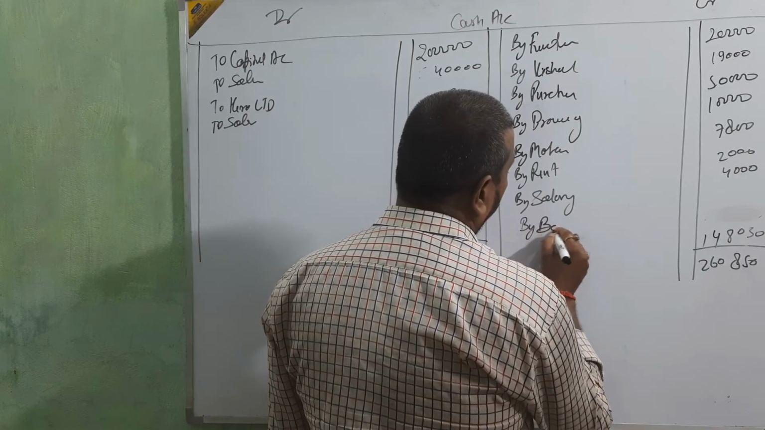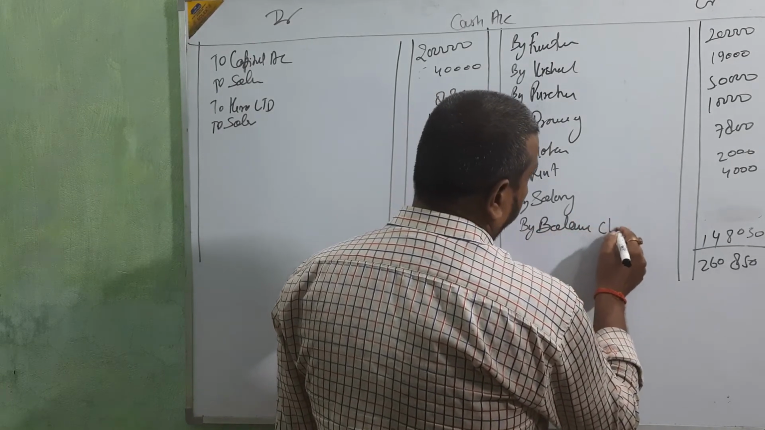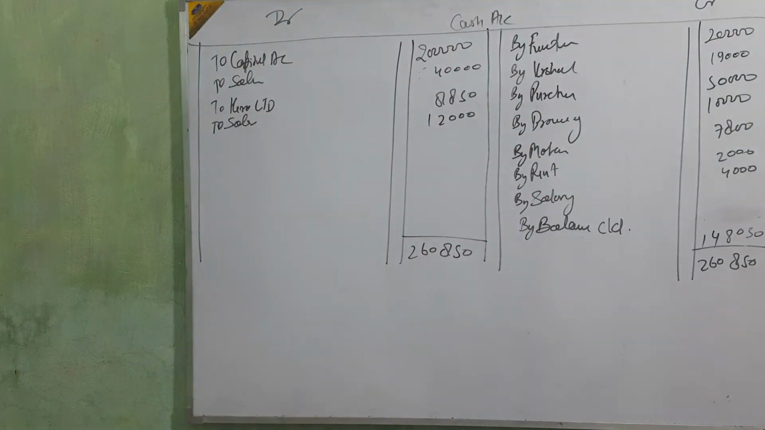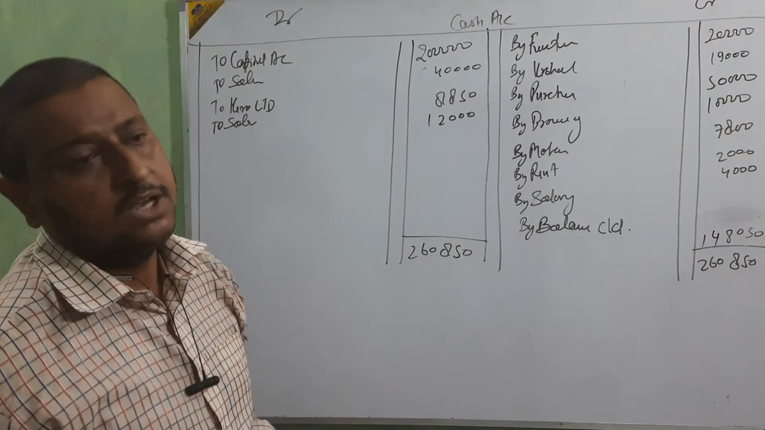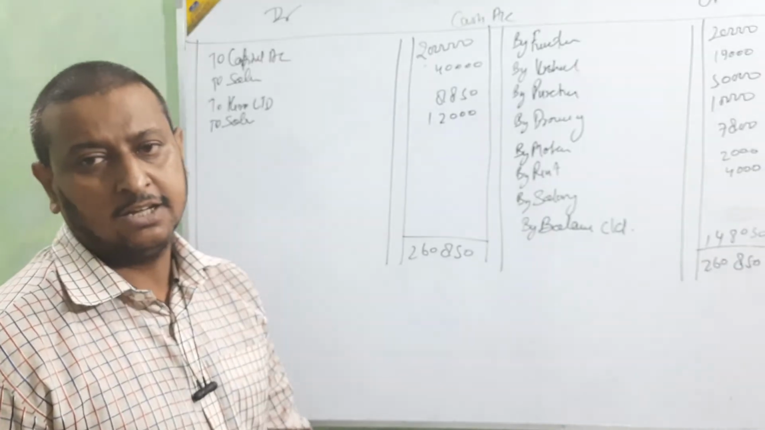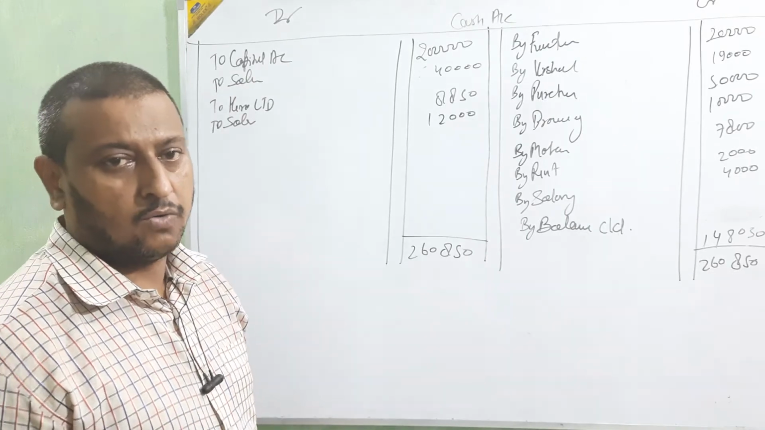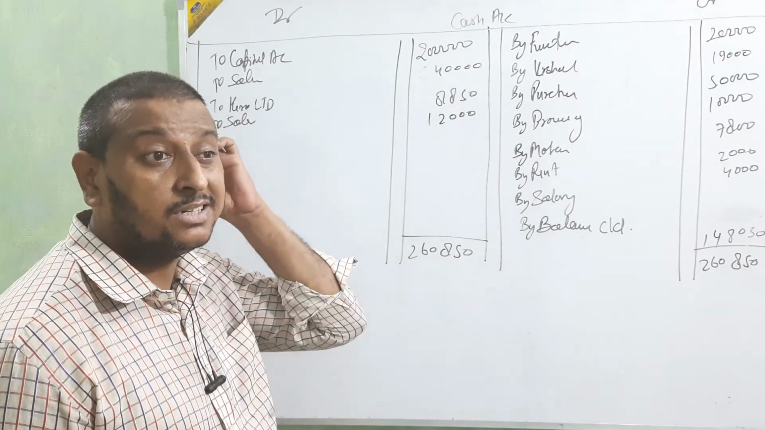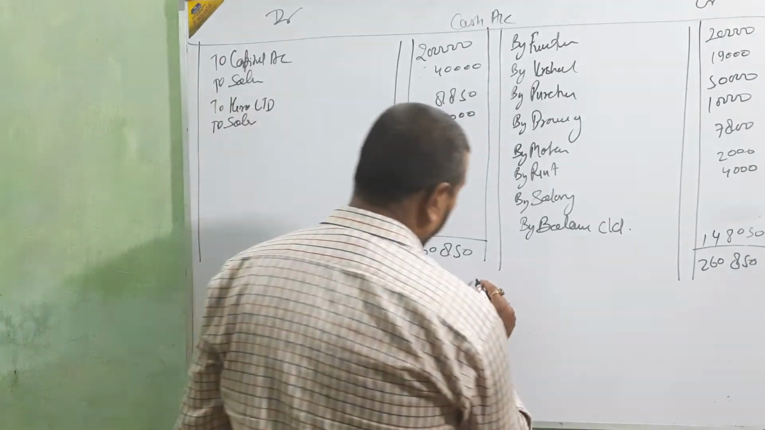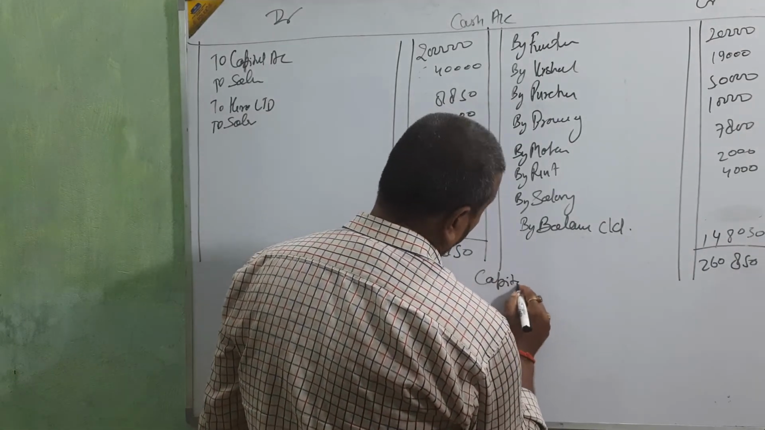1,48,050. That is what? That is by balance c/d. Okay beta, this way we are going to make all the accounts. Here I am going to make only the cash account.